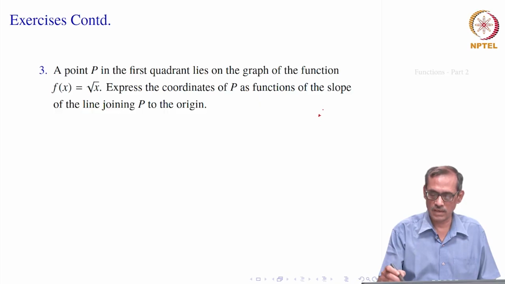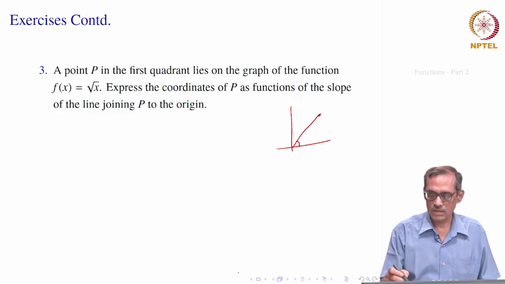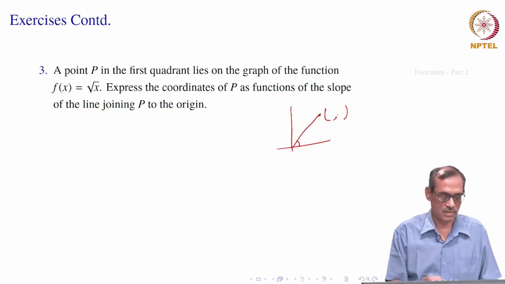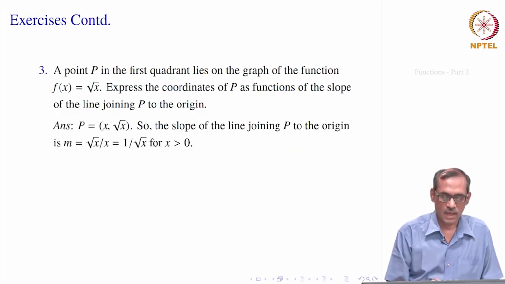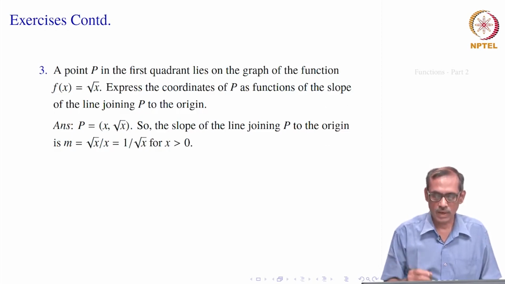So, take a point on that curve, and you have the origin. We will be taking this line, and the slope of that line is tan of this theta. We have to express these coordinates as functions of this slope. That is what is being asked. Okay, so, let us say P is a point on the curve which looks like (x, root x). So, what is the slope of the line joining P to the origin?